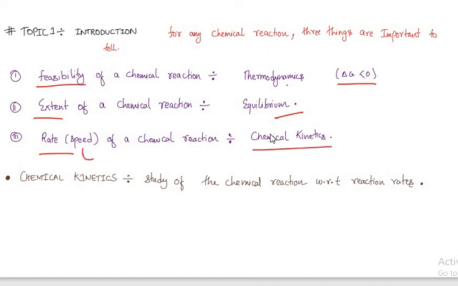Rate generally means speed. How fast is the reaction taking place, either it is slow or it is very fast. We can calculate speed by the rate of reaction. So chemical kinetics is the study of chemical reactions with respect to reaction rate, means reaction speed.